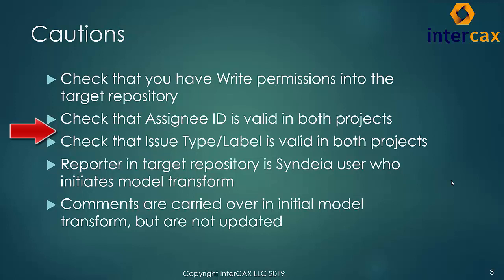Both JIRA and GitHub restrict assignee and issue type or label to a specific list of allowed values. Syndeia cannot create or update an entry in those fields if it is not on those lists. The reporter or author in the target repository is the Syndeia user who created the new issue, not the reporter of the original issue in the source repository. This field is not subject to compare and update. Finally, comments are carried over in the initial model transform, but are also not subject to compare or update.